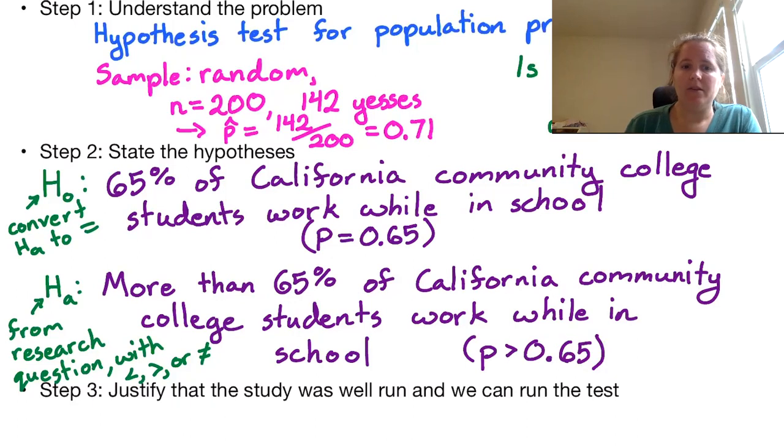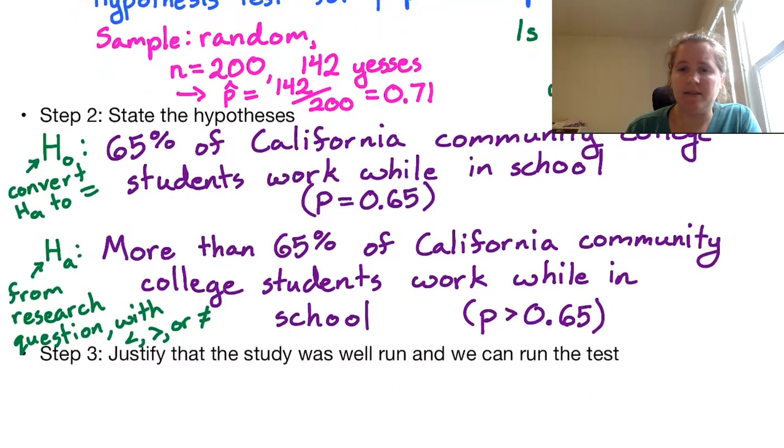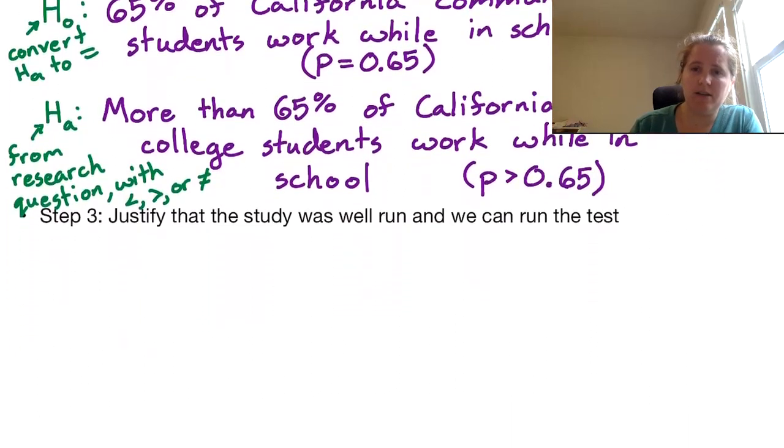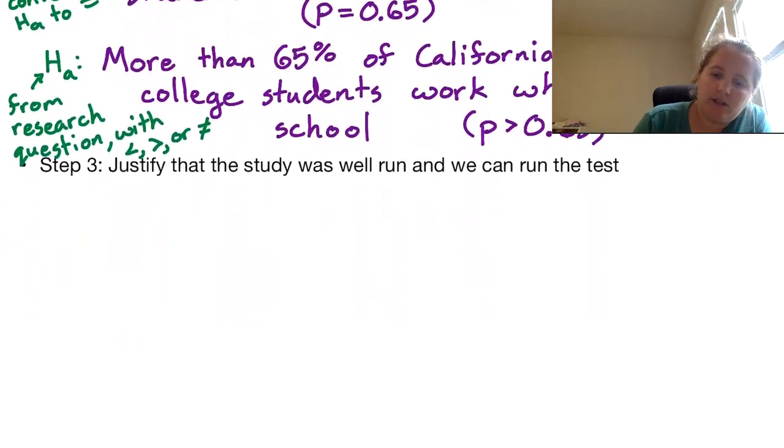All right, so next up, we have to justify that the study was well run and that we can run the test. So we have two things that we need to check. We need to check that it's a good sampling technique.